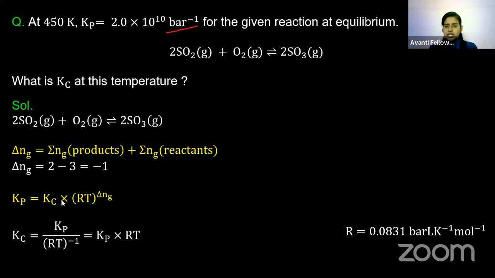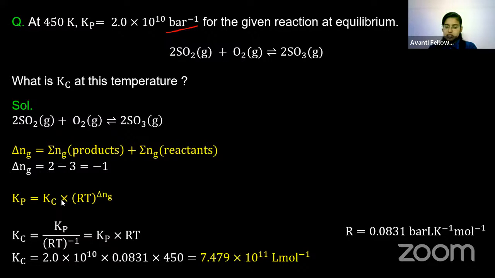Now you can substitute the value. So substitute the Kp value, R value, and the T value. It is just simple multiplication: 2 into 10 power 10 into gas constant into temperature. If you multiply this entire thing, you will get the answer as 7.479 into 10 to the power 11 liter per mole. Can you all understand? Shall we go ahead with the next topic?